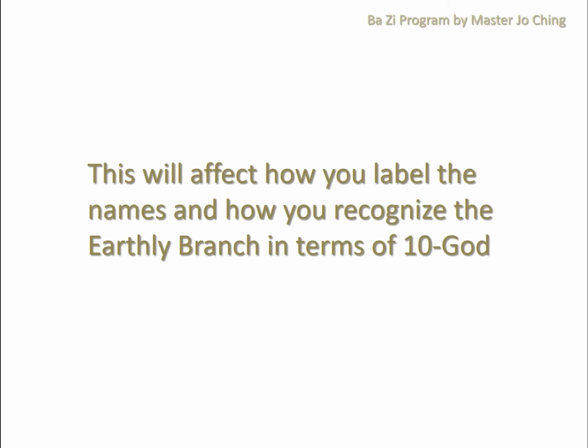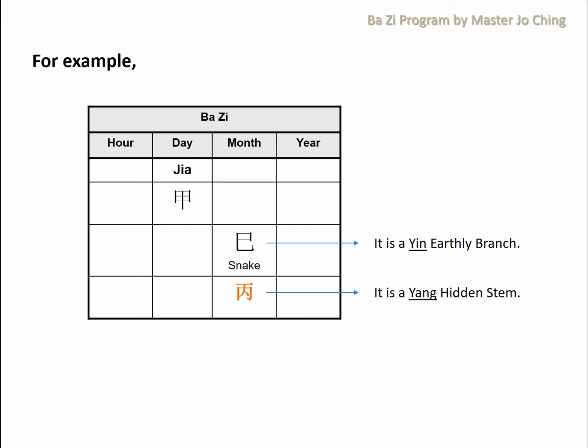And what's the implication here? The implication is that this will affect how you label the names of the earthly branch and how you recognize the earthly branch in terms of the ten gods. Just to give you an example, let's say you are a Jia day master person. You are born in the month of snake, or si. Under the earthly branch snake, the main qi is bing fire, which is yang fire. So, to recap, the snake is a yin earthly branch, whereas the bing fire itself is a yang hidden stem.